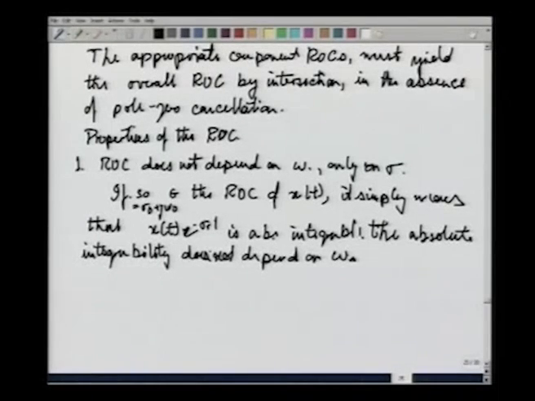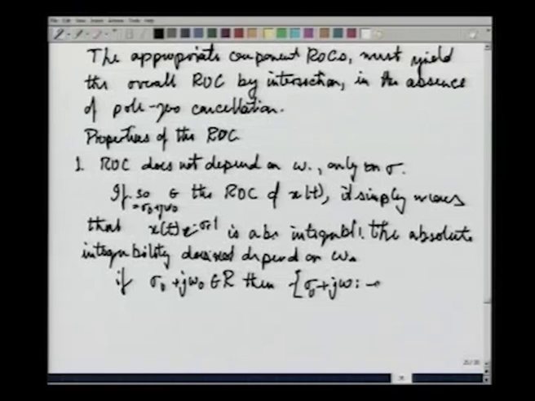Thus, the upshot of this entire thing is that if sigma naught plus j omega naught is in the ROC, which we write by saying it is in R, then the set of points sigma naught plus j omega, minus infinity less than omega less than infinity, is a subset of R. That means all those other points are also in R. That is one property of the ROC.